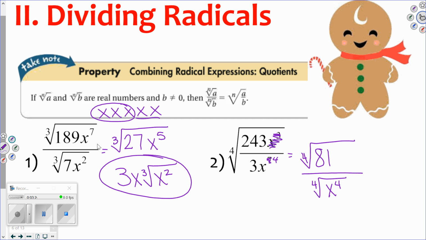The biggest mistake I see students make with these is they're like, oh, it's 81 over x to the 4th. Circle it and call it good. They didn't use their toilet paper. Gross. Yeah. But some people just lose the radical altogether. They just assume it went away.